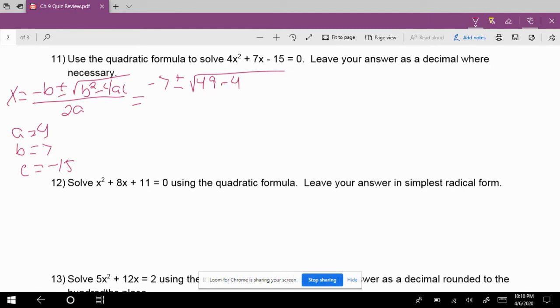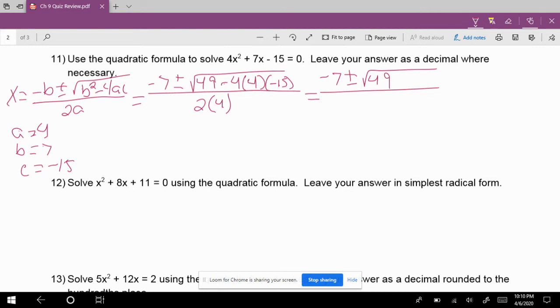Minus the 4 that's always in the formula, times A, which is also 4, times C, which is negative 15. All of this divided by 2 times A, which is 4. Okay, so our focus is simplifying under the radical first.